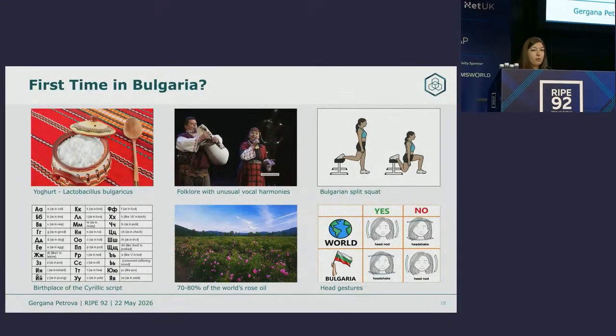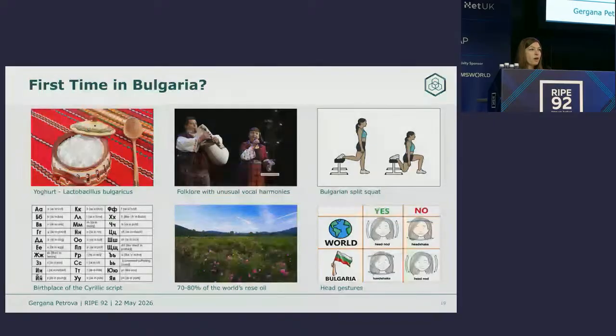Bulgaria is also the birthplace of the Cyrillic script. It was invented in the 10th century in the Preslav Literary School. Preslav is one of our older capitals. Last week, Bulgaria won Eurovision, but the country is also very famous in the music world because of our folklore, because it has many unusual vocal harmonies. I'd advise you to take a listen.